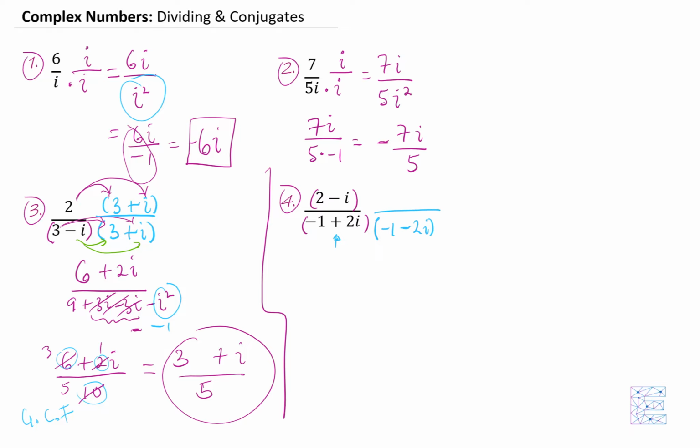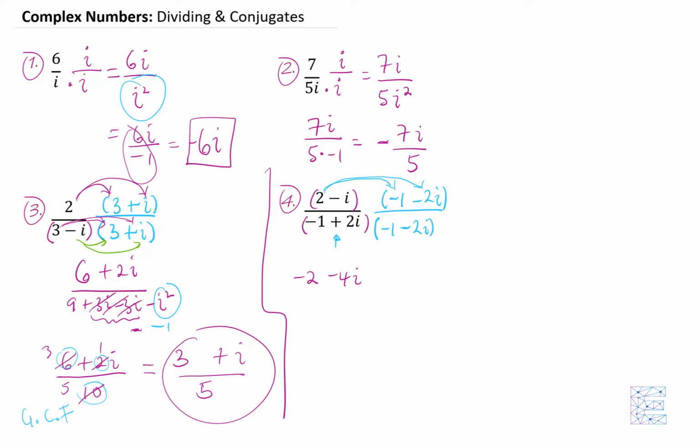If you do it for the denominator, you got to do that same exact thing for the numerator. So -1 minus 2i. And this is just going to be a whole lot of foiling. So let's start off by working out the numerator. We would have 2 times -1 and then 2 times -2i. So 2 times -1 is -2. 2 times -2i becomes -4i.